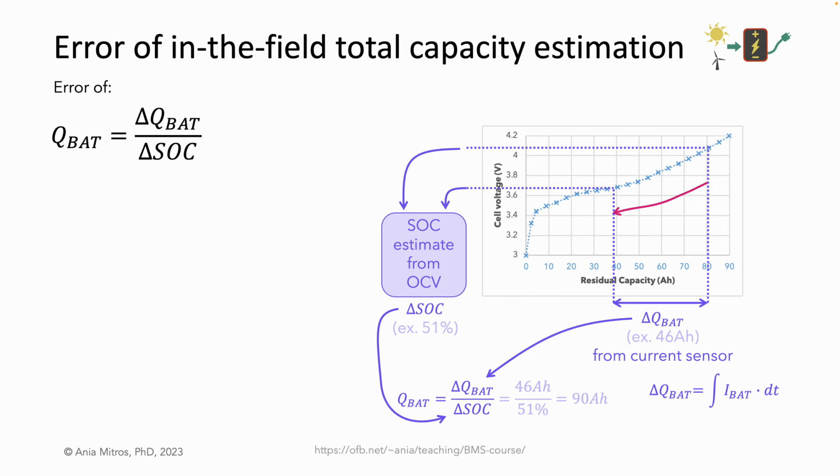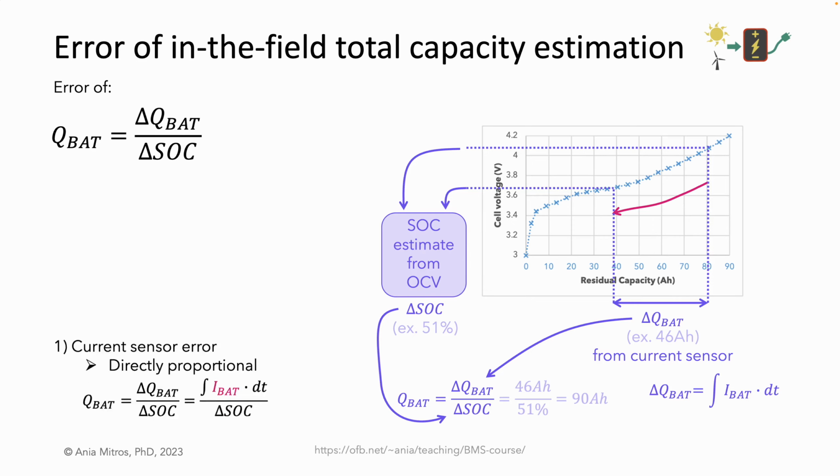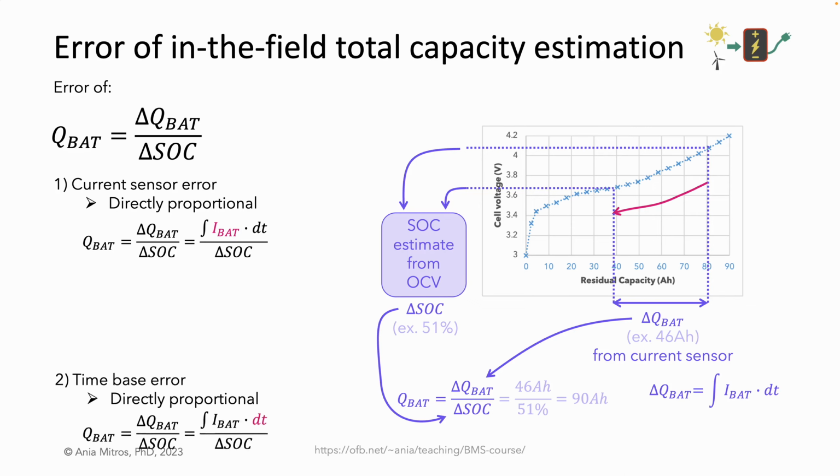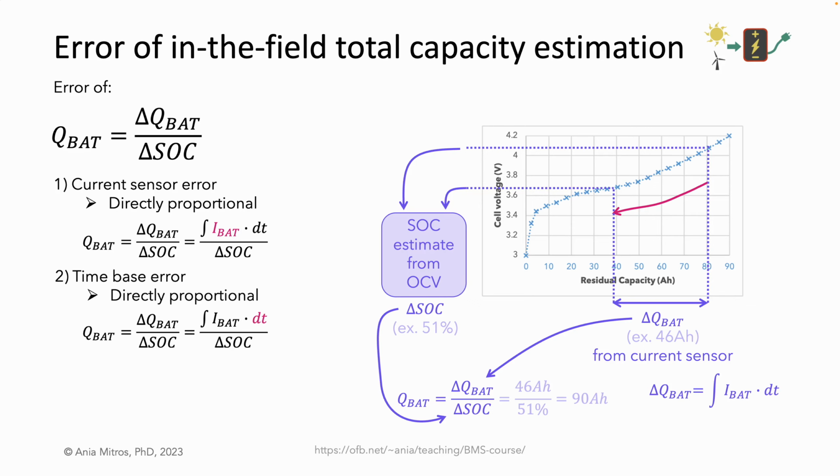Let's consider how the error in this capacity estimate differs from our nearly ideal cell cycler measurement. Current sensor error affects the final estimate directly. If our current sensor has a 1% error, then our total capacity estimate also will have a 1% error. Error in the time measurement also directly affects the final estimate. Error in the cell voltage measurement has a complicated and nonlinear impact.